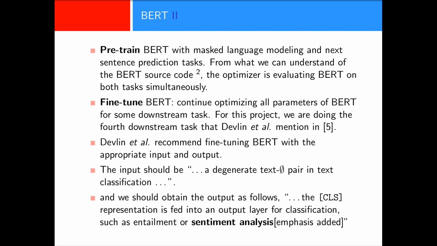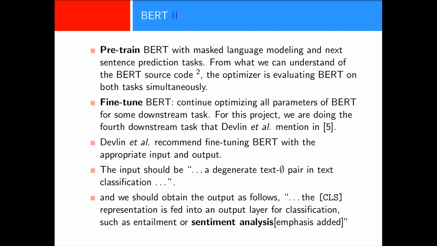So we take some text, we remove some tokens from it, and we ask BERT to guess what the values of the tokens are. So we fit BERT first on that, doing some pre-training, and then we fine-tune it on a downstream task. And in our case, the downstream task is going to be sentiment analysis. The authors give some directions for text classification: what the inputs ought to look like, and how to interpret the output.